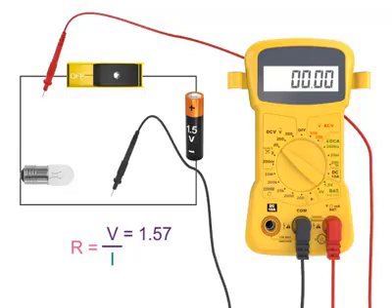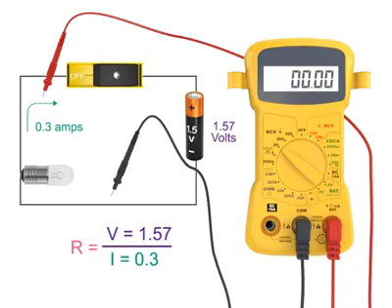Now let's determine the resistance of the bulb in the circuit using the Ohm's equations. If the current in the circuit is 0.3 amps, and the voltage across the battery is 1.57, then the resistance of the light bulb would be 1.57 divided by 0.3, or 5.23 ohms.